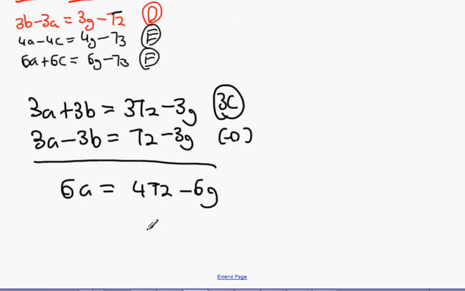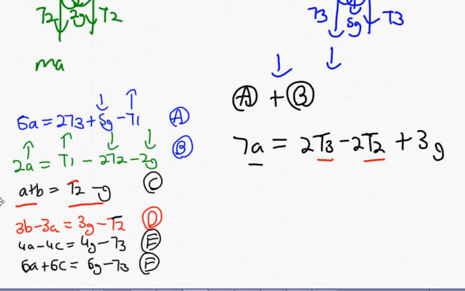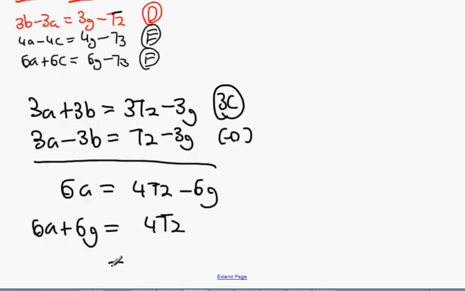Okay, and that's exactly what I wanted. And now I'm going to isolate T2. So I'm going to get 6A plus 6G equals 4T2. And if I remember correctly, I'm looking for 2T2. So I'm just going to divide by 2. 2T2 equals 3A plus 3G. That's half of it done. Okay? And also I substitute in was A and G.